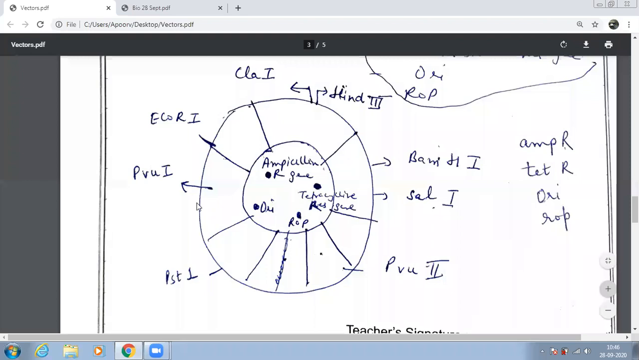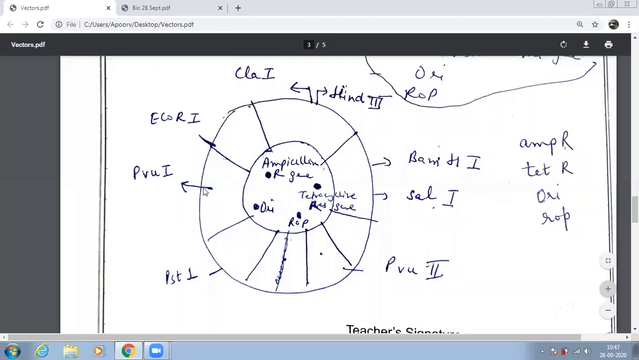Do you find HindIII anywhere? No, ma'am. So it will cut here, HindIII. Supposing you are exposing it to PvuII, do you see PvuII anywhere else? No, ma'am. So it will cut only at this point. Let's talk about PvuI. It will cut only at this point.